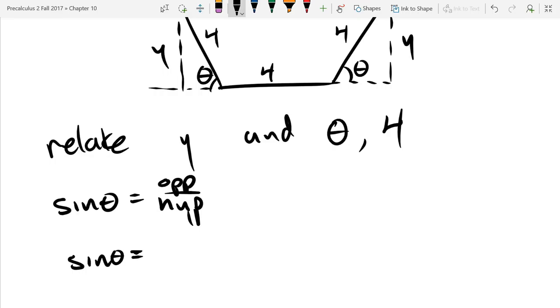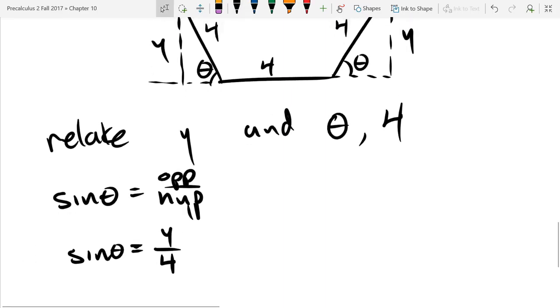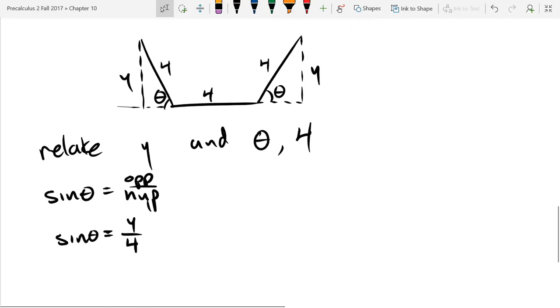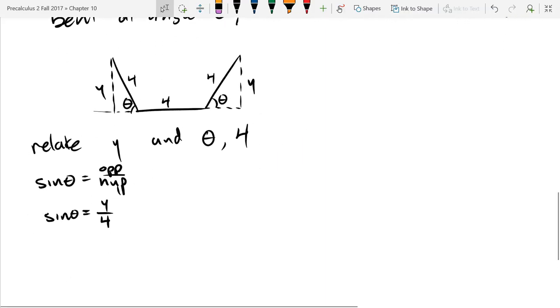So sine theta equals opposite, which we don't know, over hypotenuse, which is 4. Here's a good time to make sure your 4s don't look like your y's. Probably doesn't happen too often when you're writing English. All right, so we just related theta to y right there. If I told you theta was 30 degrees, you could tell me what y was. So we just related theta and y.